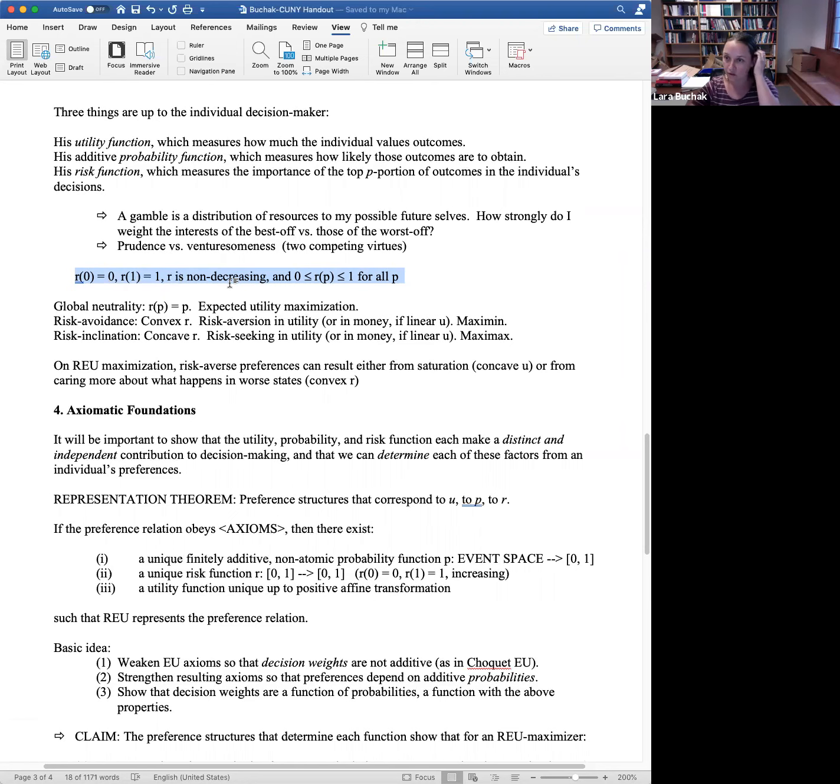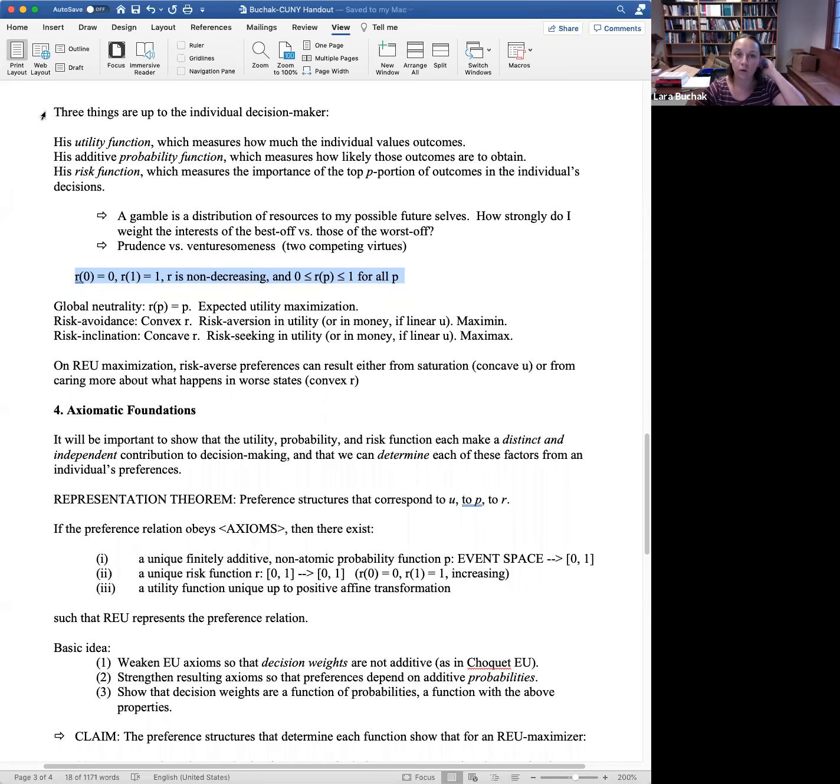R is non-decreasing, so if a good thing is going to happen with some probability, then decreasing that probability can't make the gamble better. You might also add the stipulation that R is increasing. In other words, that if you increase the chance of the good thing, then the gamble gets strictly better, not just that it doesn't get worse. And R of P is between 0 and 1.